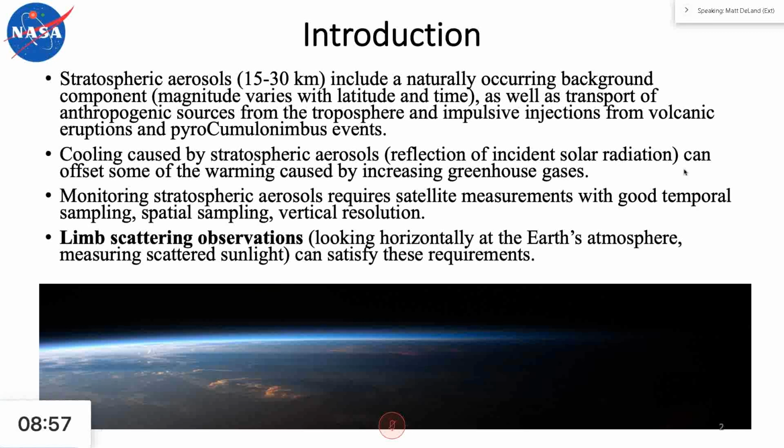So Scott's talk gave you a little bit of introduction to why we're doing this instrument. Stratospheric aerosols are not the heavy aerosols we're used to speaking of in the troposphere. There's a relatively thin layer, but there are multiple components. There's a naturally occurring background, which is also referred to as the Junge layer. But there's also transport into the stratosphere from the troposphere due to anthropogenic sources, as well as impulsive injections from volcanic eruptions and major forest fires called pyrocumulonimbus events.